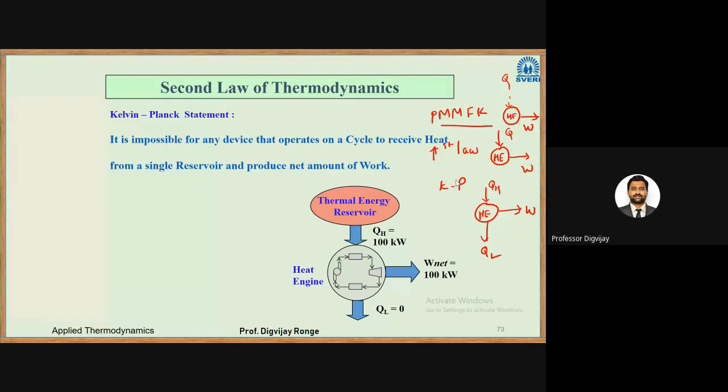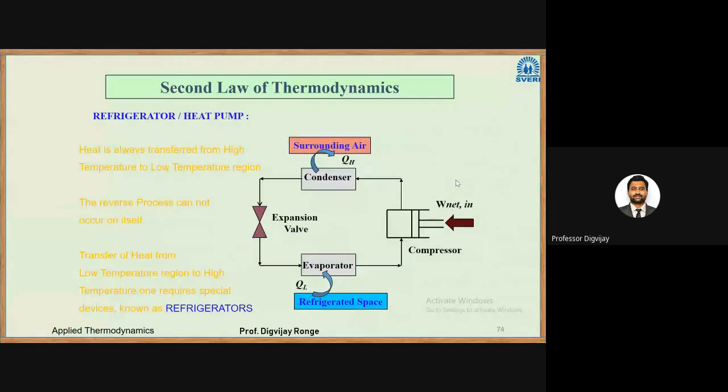So it is impossible for any device that operates on a cycle to receive heat from a single reservoir and produce a net amount of work. That means all of the heat is converted into work. That is not possible. Alternately, no heat engine can have a thermal efficiency of 100%. So that is all about the heat engine.